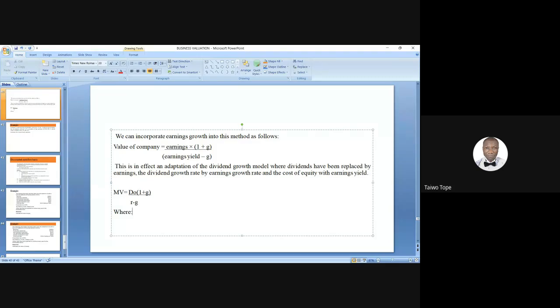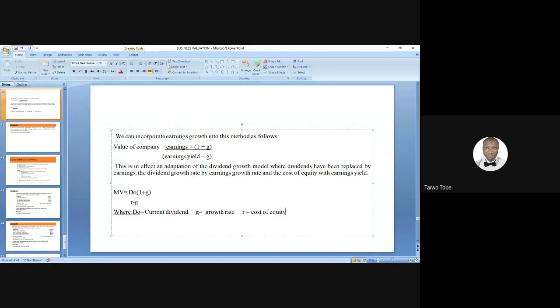So in this formula, we can define each of the variables as what? This D0 will be your current dividend. The G will be your growth rate. And the R will be your cost of equity. R will be your cost of equity.